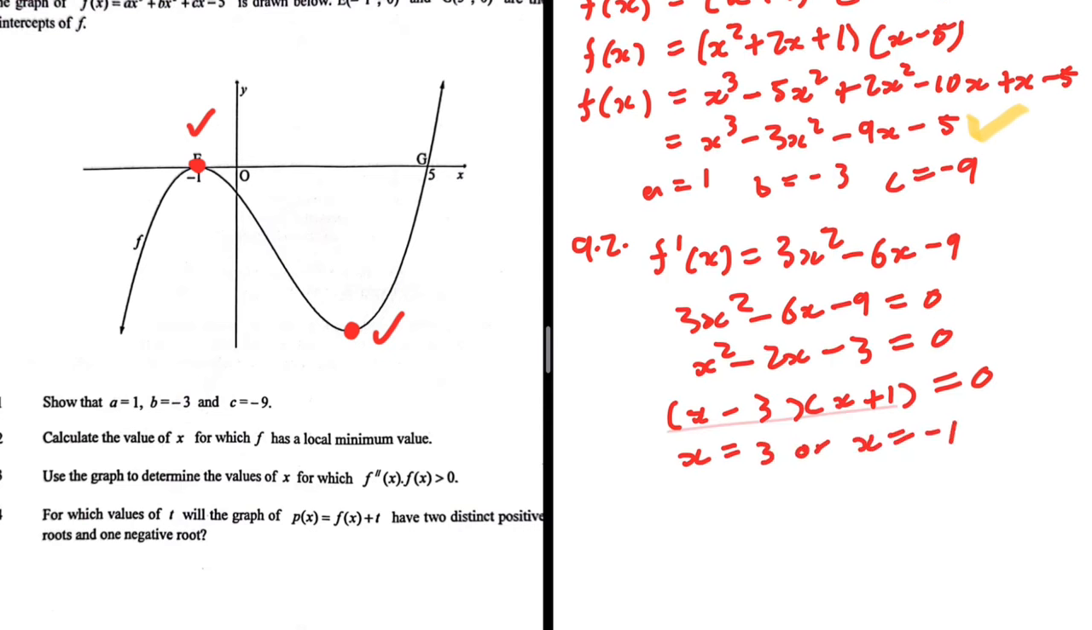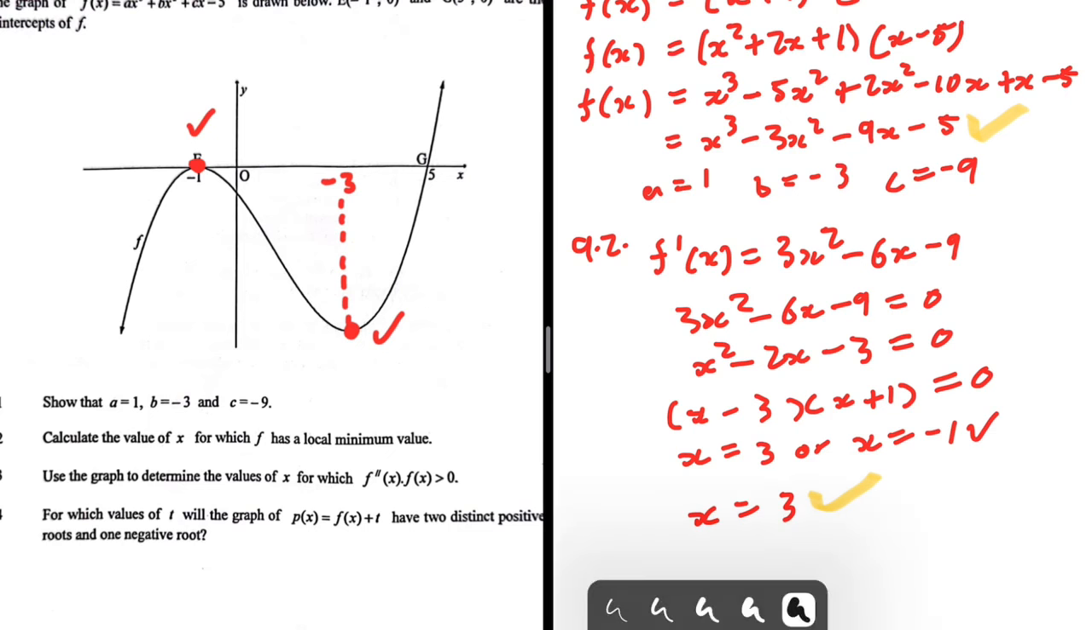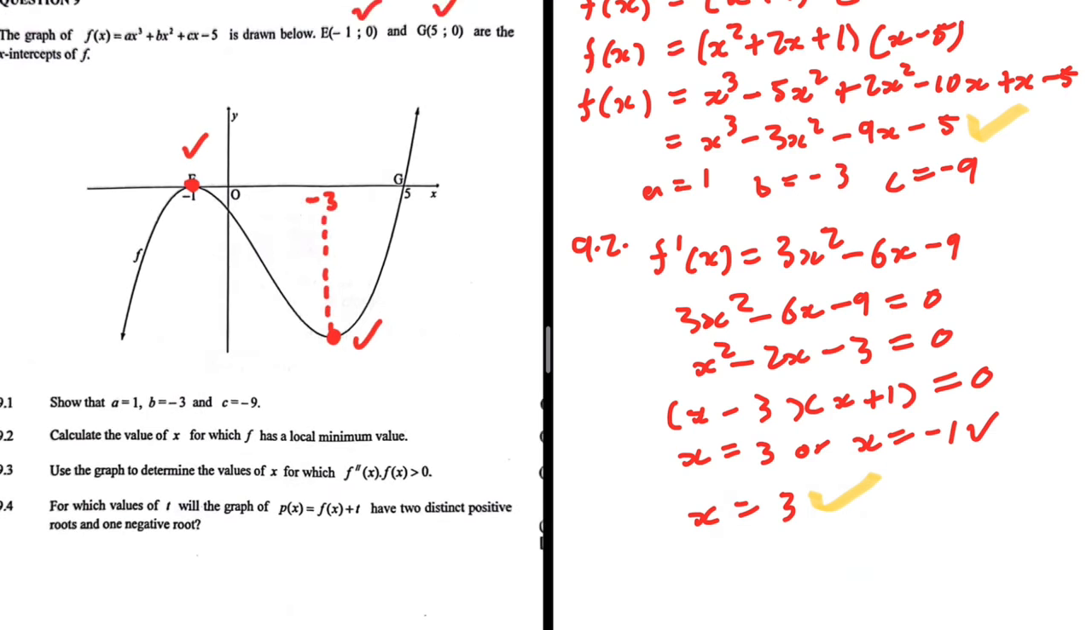We know that x is equal to minus 1 at the maximum. So at the minimum, x is equal to 3. This is what we are looking for. This is the x value at the minimum. So here we have minus 3 at the local minimum. So right, that is how you can find the x values at the local maximum and minimum.